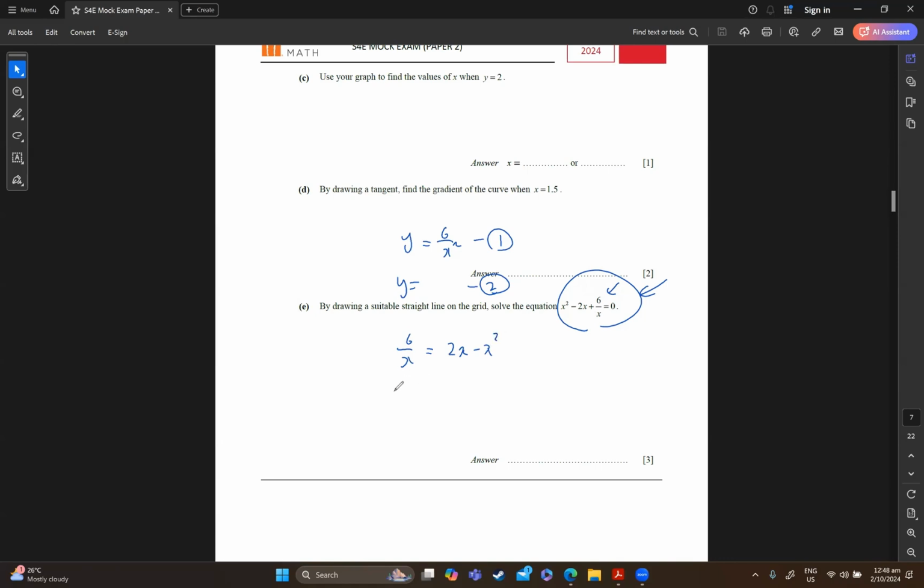Okay? Then, instead of dividing both sides by x, you realize that you can factorize x out here, right? So x(2 minus x) here. Bring the x down. So 6 over x squared equals 2 minus x. So the other equation was here, y equals 2 minus x.